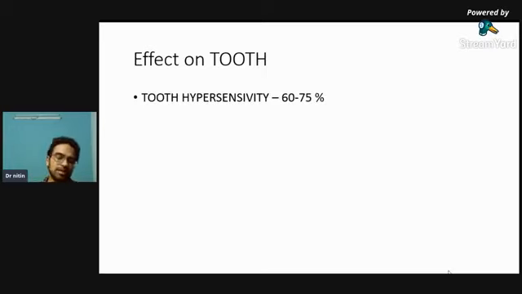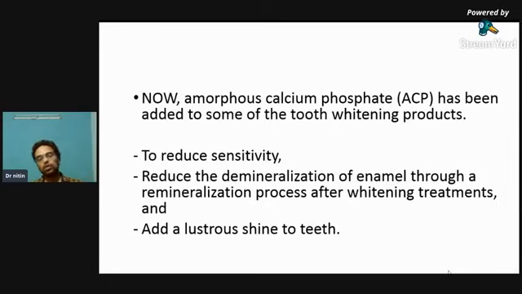So, moving towards the topic, hypersensitivity related to post bleaching can be reduced significantly by using desensitizers which also have fluoride. Now many of the companies have added amorphous calcium phosphate in the tooth whitening products, which reduces tooth sensitivity and reduces demineralization. As we proceed to the further slides, we'll see the effects of bleaching agents on the enamel, on the dentine, on the other structures of the tooth and the oral soft tissues.